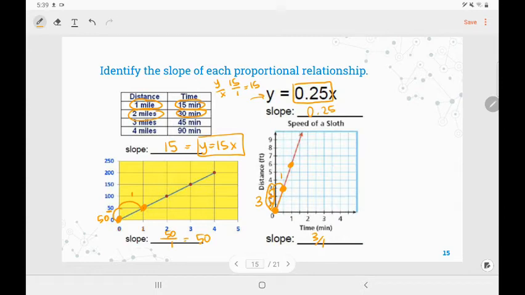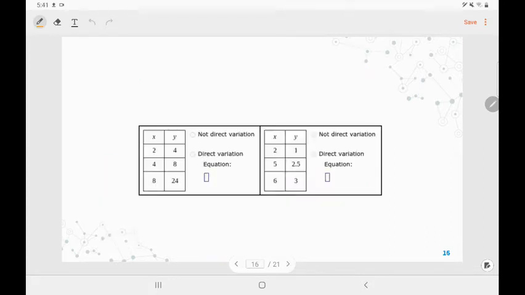Now, if I look at each of these slopes, which is the biggest of them? Okay, 50. What is the smallest? 0.25. Let's make sure we remember how to write equations. 4 divided by 2 is 2. 8 divided by 4 is 2. 24 divided by 8 is 3. So I cannot write an equation for this because the slopes are not the same.